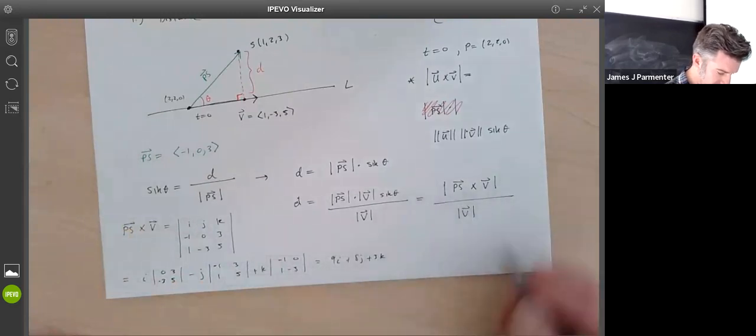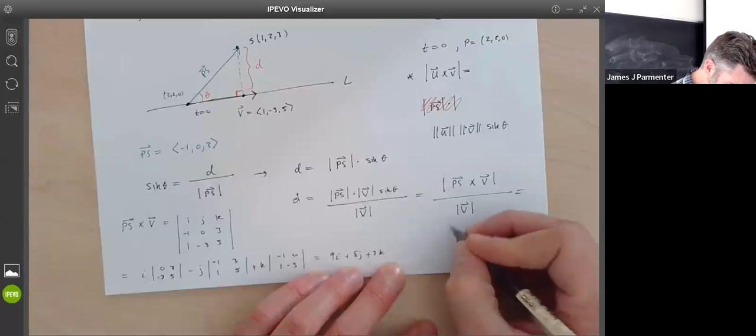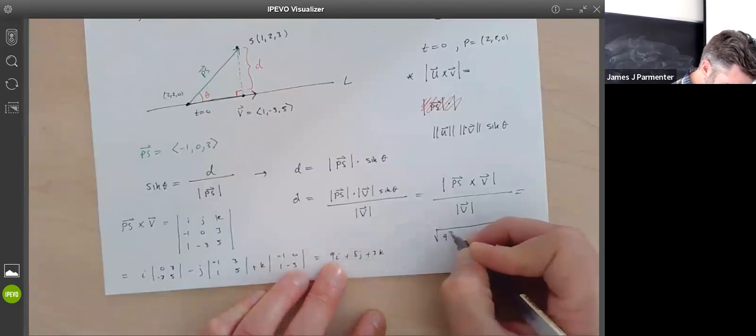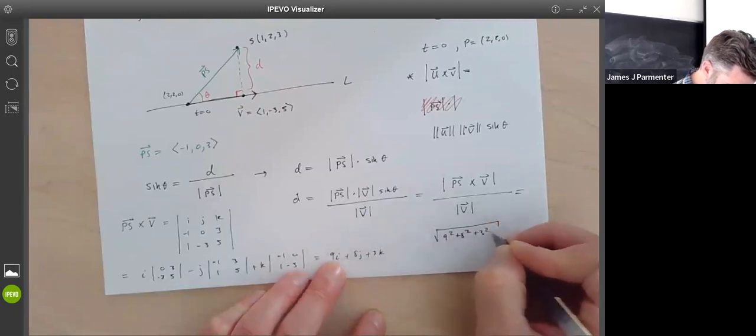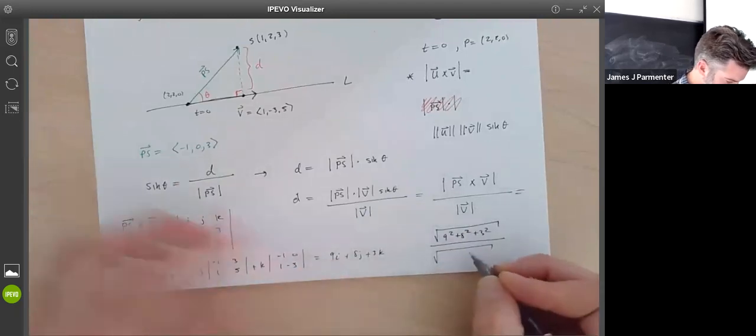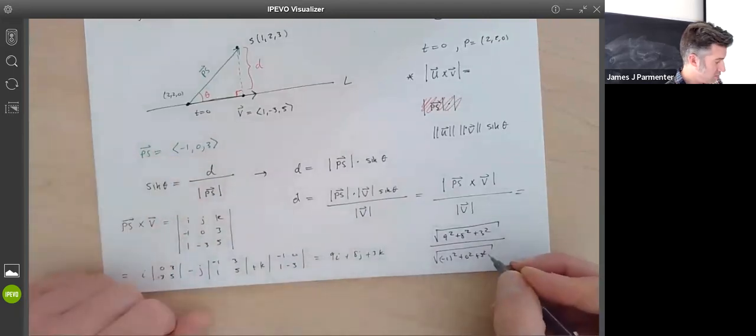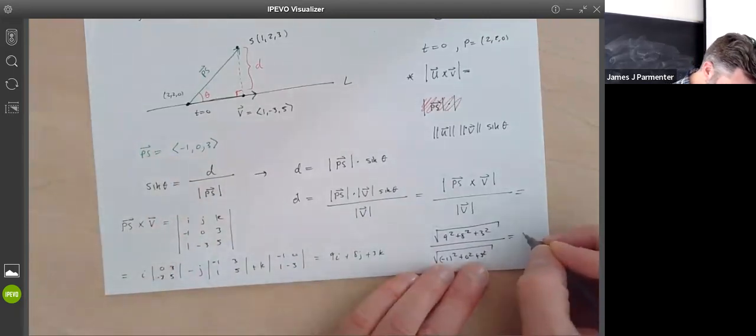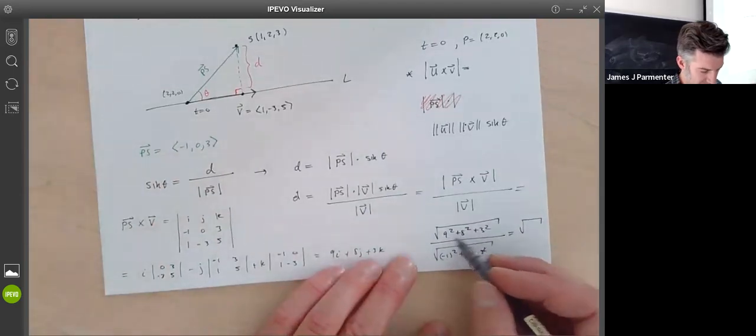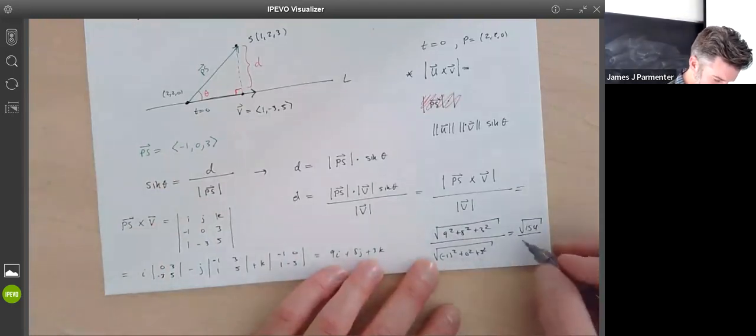So then I want the magnitude of that vector. So this is going to equal the square root of 9 squared plus 8 squared plus 3 squared, divided by the magnitude of V, which is the square root of -1 squared plus 0 squared plus 3 squared. So we're going to get the square root of, let's see, 81 plus 64 plus 9 is 90 plus 64, which is 154, over 1 plus 0 plus 9, which is square root of 10.